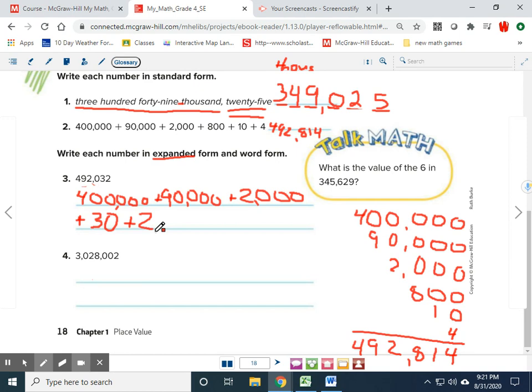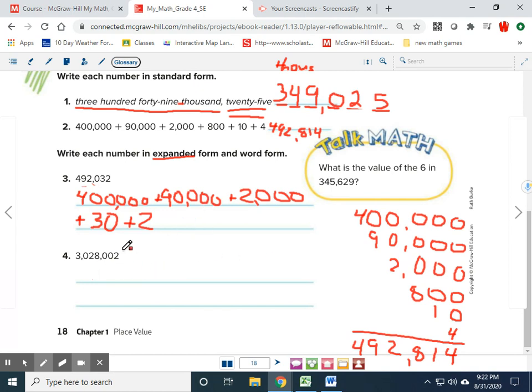Now, we have to say that number in our head, and we can say 492,032. And if I do that, I would write that out in word form. 492,000, comma, 32. Okay? I'm not going to make you write it out right now because I don't have enough room for me to write it out. I'll show you on the board, but we can just try that.